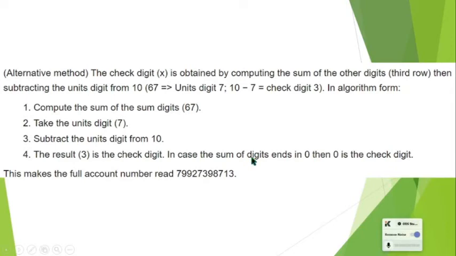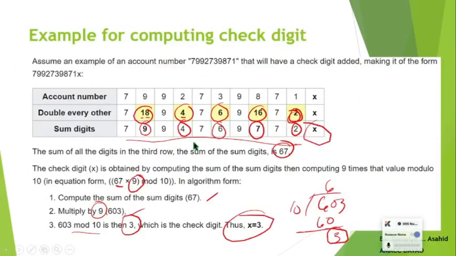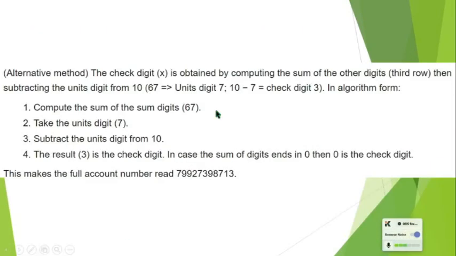So, alternative method. So, the check digit x is obtained by computing the sum of the other digits, then subtract the units of digits from 10. No? So, 67 units digit is 7. So, 10 minus 7. So, in algorithm. So, yung sum digits natin. So, kumbaga, yung second digit.